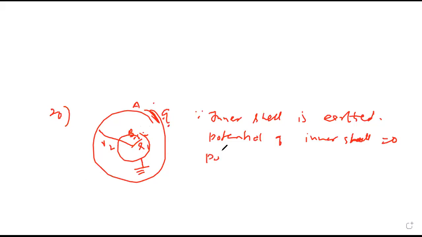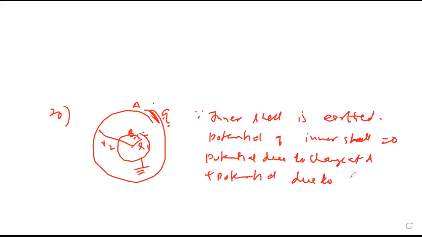So I can say potential due to charge at A plus potential due to charge at B total is zero, they are saying, because it is earth. These three lines, how many of you have not followed? Everybody has followed? Yes. Yes.